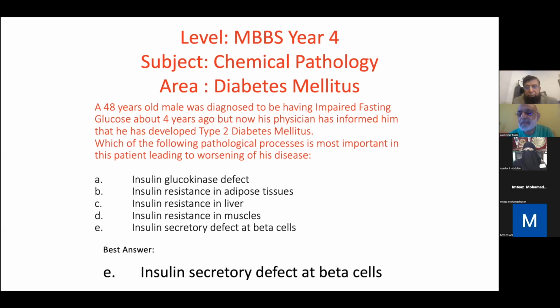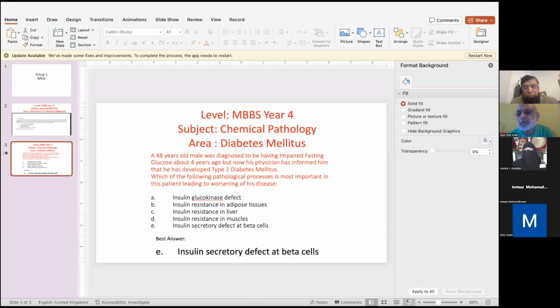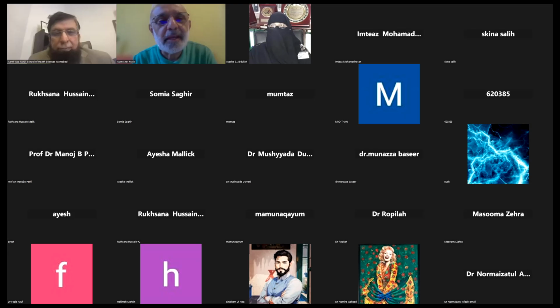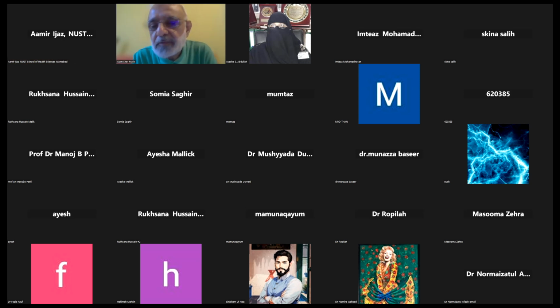Have we done all the rooms, or is there any room left? Is there any room which we have not covered? In room 2, actually, Dr. Bushra was supposed to present, but unfortunately she's not there. Okay, now we are coming towards the end of this session. We are already 10 minutes over the time.